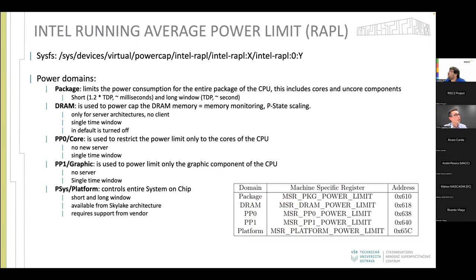So for several domains you can control the power consumption in a specified time window. The main power domain is the package, and it has a short and a long window. The long window is usually tuned by the runtime systems, where the power limit is specified as the TDP of the hardware, so it's possible to reduce the value.